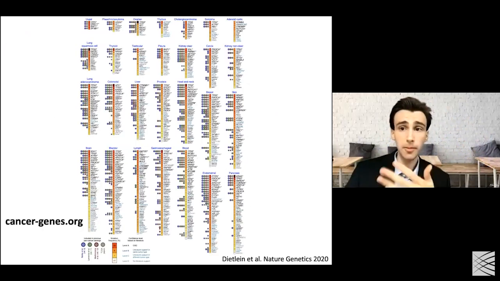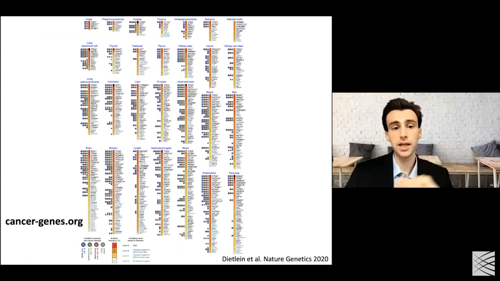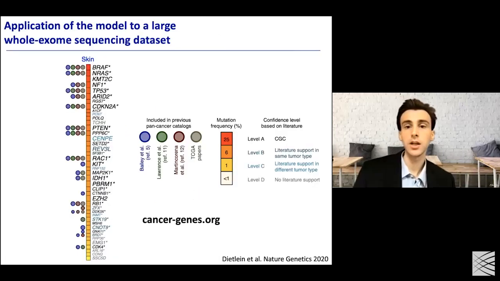Cool. So we basically did this across a large number of samples and different cancer types. And we basically come up with an atlas of those genes for every individual cancer type. So if you want to check this out, I just put the website. You can check it out in our paper, but we also made this available as a platform called cancergenes.org. So just in case you want to check that out.